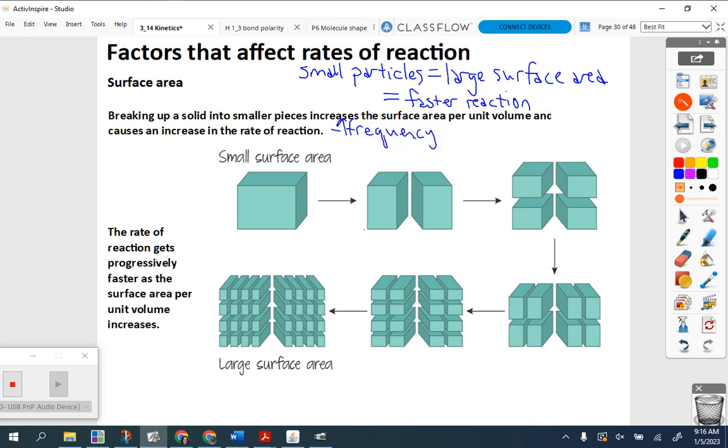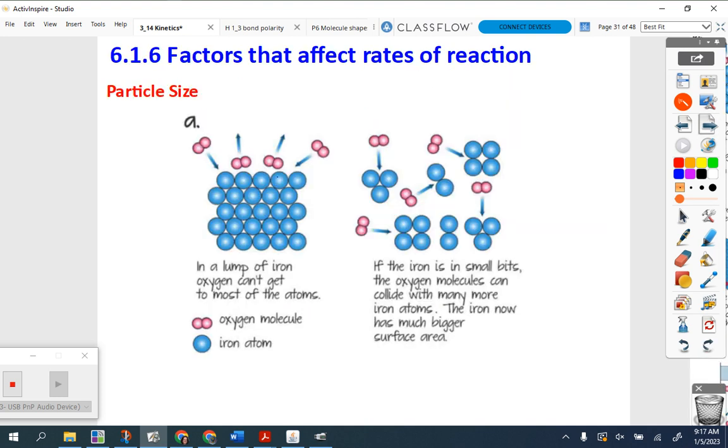Increased frequency. Okay, so this is also going to increase the frequency of collisions. So everything so far is increasing the frequency of collisions, and then temperature is also increasing the energy. Everything has increased frequency, okay? And then temperature also increases the energy.